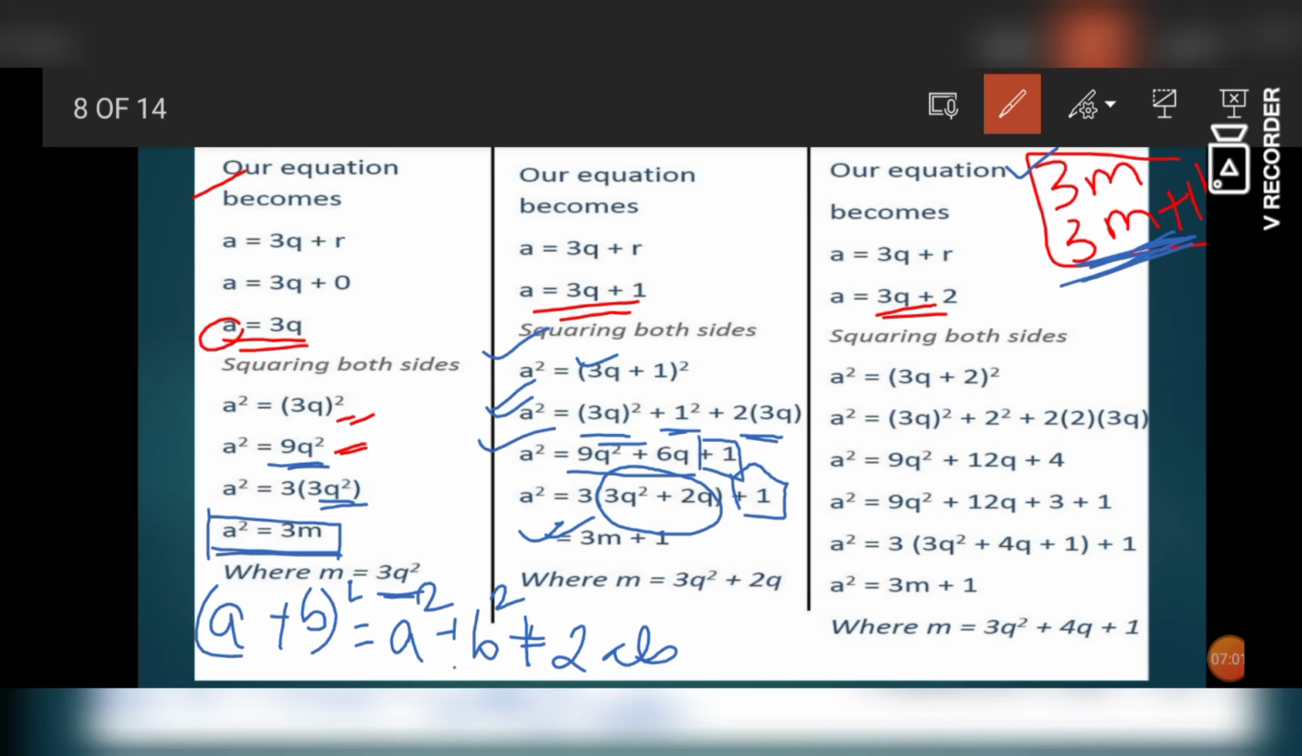Now let us see for r is equal to 2. For r is equal to 2 we will have 3q plus 2. We are squaring the right hand side as well as the left hand side. So the left hand side will be a square. Right hand side we are using this formula again, a square plus b square plus 2ab. So 3q whole square plus 2 square plus 2 into 2 into 3q. So we have 9q square plus 12q plus 4. Now in the last we have plus 4, but we need plus 1, not plus 4.